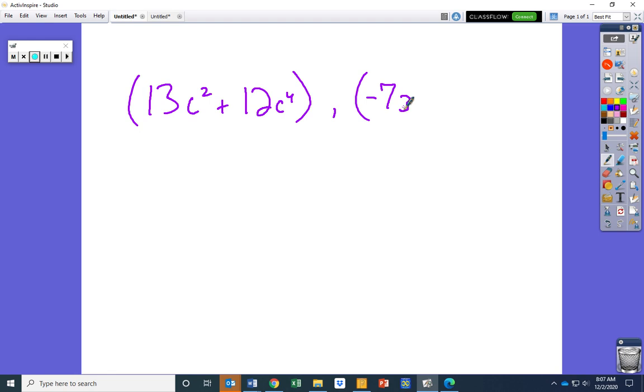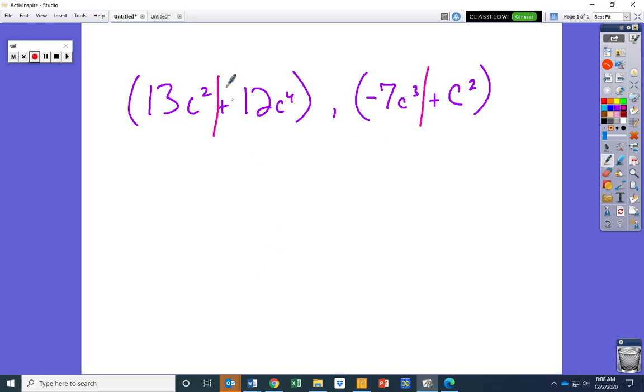Okay. So if I have something like this, let's say I have 13c to the 2nd plus 12c to the 4th. And then over here, I've got negative 7c to the 3rd plus c to the 2nd. Okay. So in this one, again, before I do anything, what do I do? Separate terms. I separated my terms.